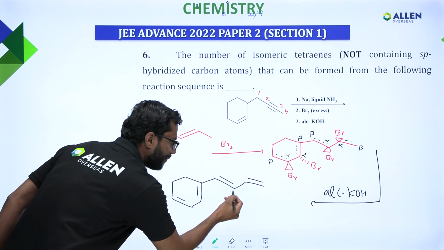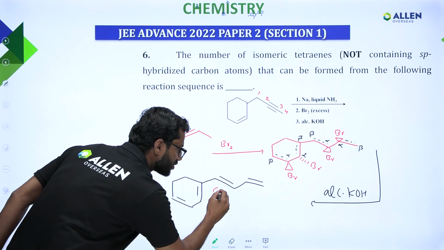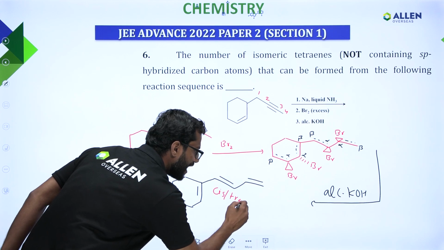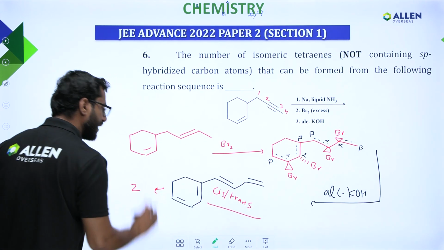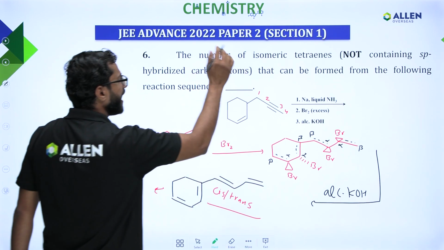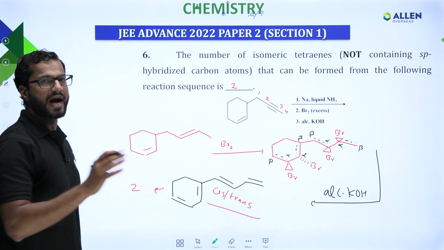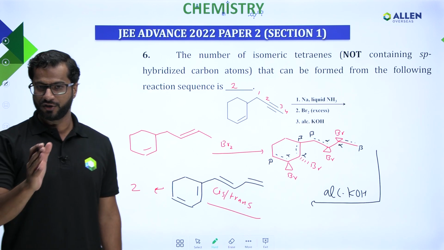So this pi bond or this area can show cis-trans isomerism. Because of this reason, we have 2 isomeric forms of this beautiful compound, and finally the answer is 2, right? Now let's move on to the next question.